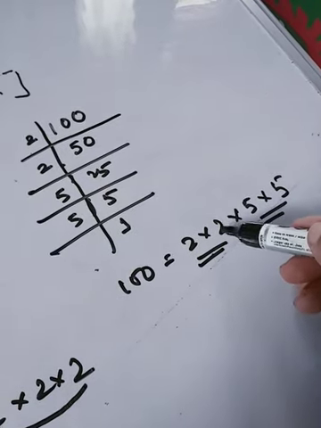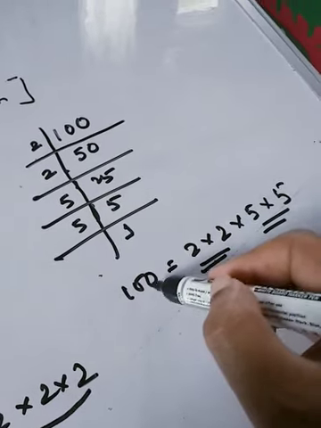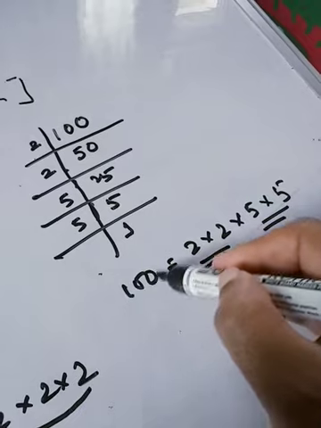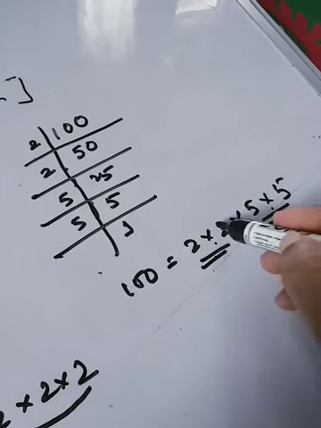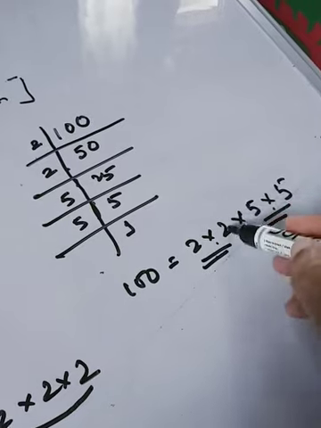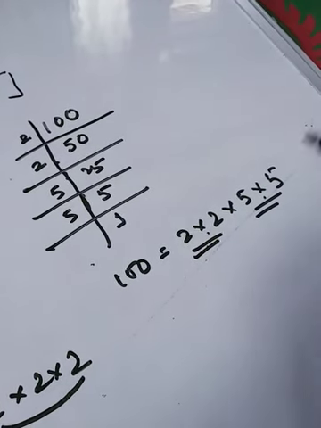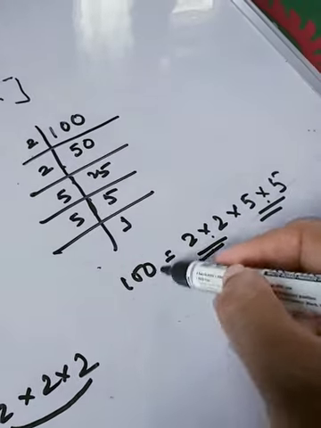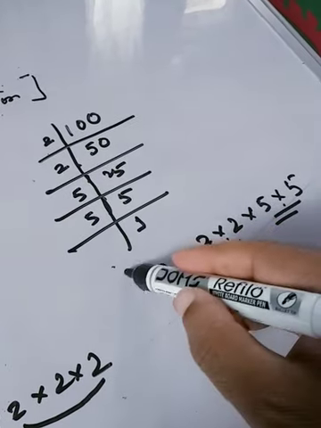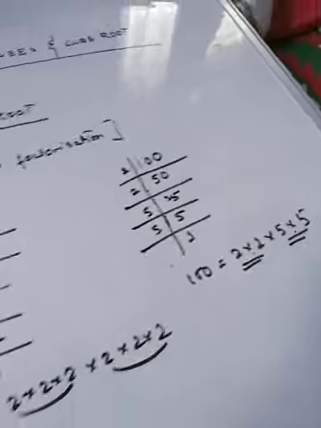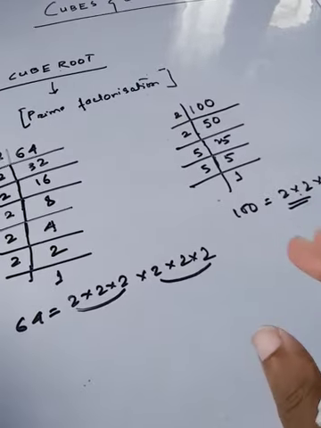So if this particular number 100 would have been a perfect cube, then these two factors would have been in the triplet form, that is 2 into 2 into 2 and 5 into 5 into 5. Then only this number would have been considered as a cube, in triplet form. Okay, so I hope you have understood the concept.